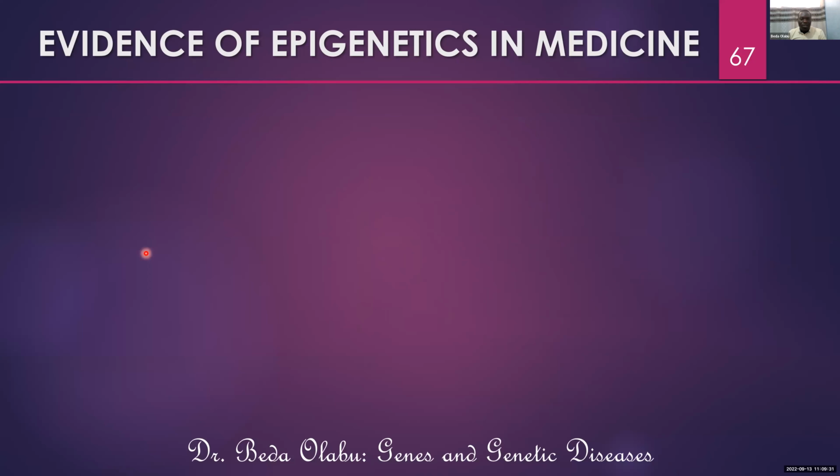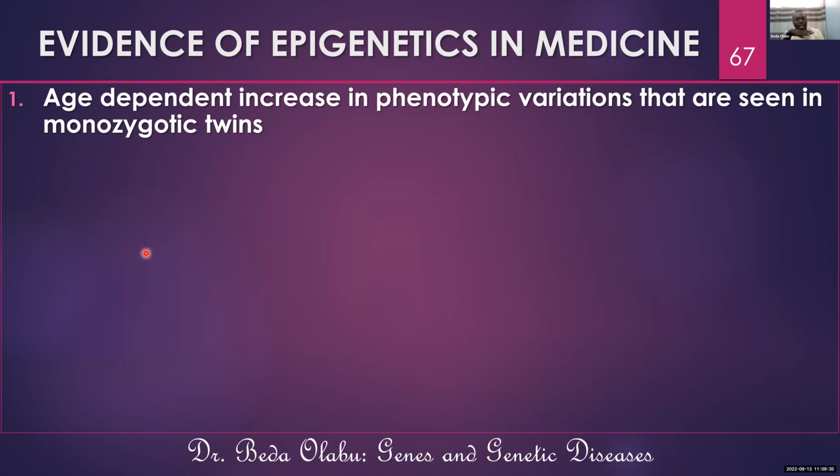What's the evidence of epigenetics in medicine as we finish? Think about monozygotic twins. So monozygotic twins means that they're genetically similar. Then take these monozygotic twins, look at them, follow them as they grow up. Initially, they look really similar, perhaps because they've been born in the same hospitals, subjected to similar things.